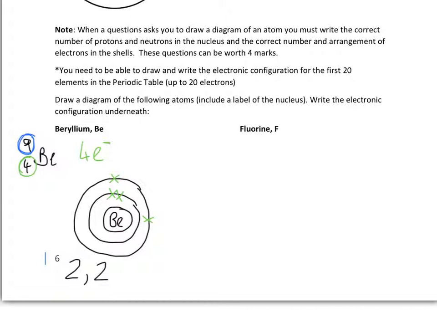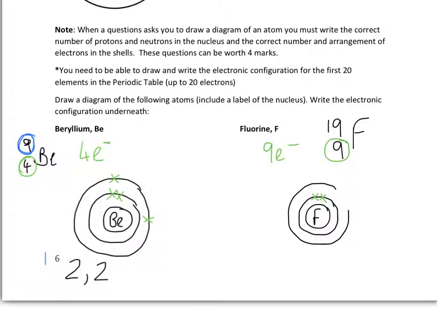Okay, so let's check your answers for those now. So fluorine appears in the periodic table as 19F9. So our number of electrons is equal to our atomic number, in this case 9 electrons. And so you should draw your nucleus in first, with the symbol of F for fluorine. In the first shell, we have 2 electrons. So that means we need to fill 7 more in the second shell, and it can hold up to 8.